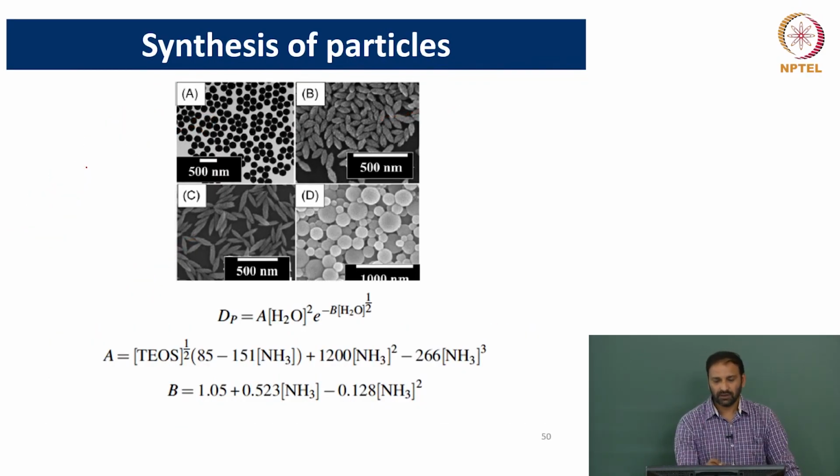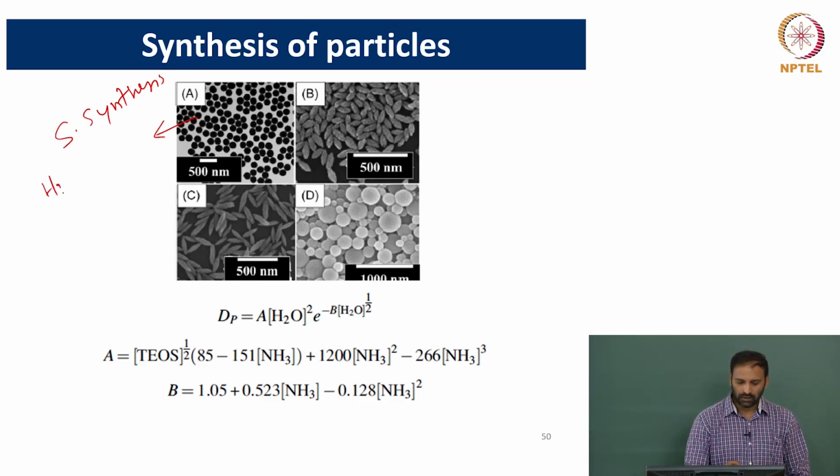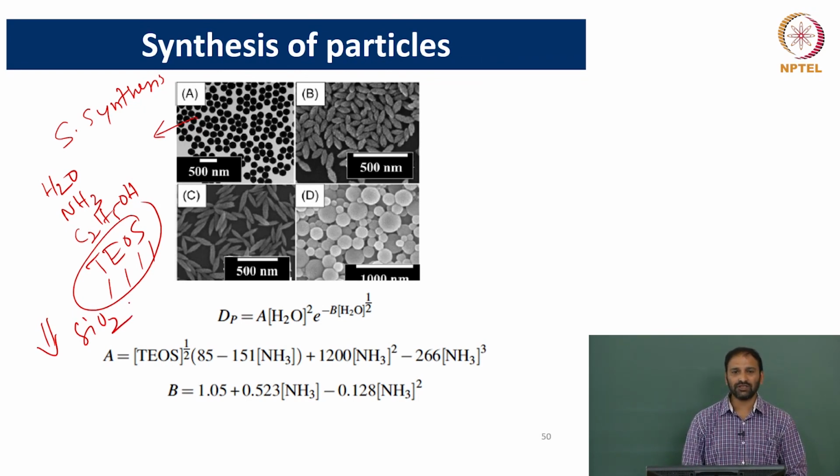This particular Stober synthesis is a very simple reaction. It involves water, some ammonia, ethyl alcohol, and a reagent called TEOS, that is tetraethyl orthosilicate. That is the source of the Si in the particles. Ultimately I'm going to get SiO2 particles. And just by playing with the concentration of these reagents, I can produce particles of very different sizes.